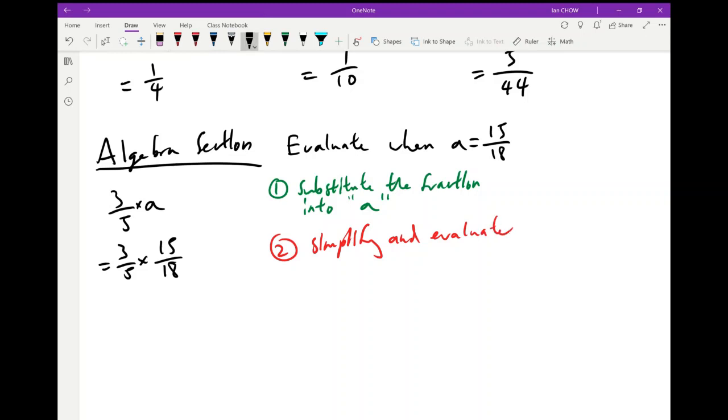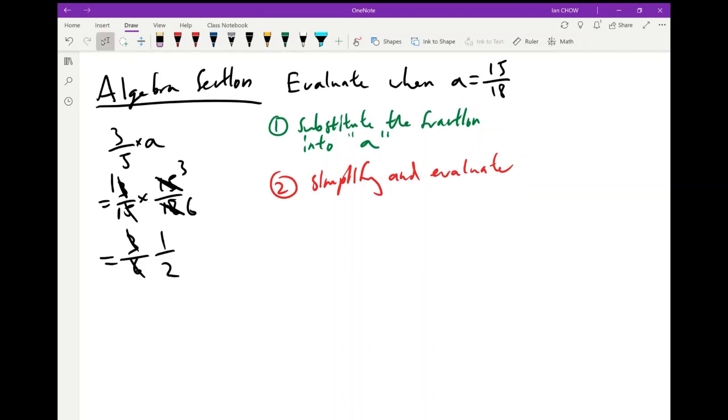Once we start simplifying, 5 and 15 have common factors of 5, so we can divide the top and the bottom by 5. Once we divide the bottom by 5, that becomes 1. Once we divide the top by 5, that becomes 3. And then 3 and 18 are both multiples of 3, so we can divide top and bottom by 3. The top becomes 1 and the bottom becomes 6. So now we have 1 over 1 times 3 over 6. That's just the same as 3 over 6, and then we can simplify. That becomes 1 over 2.